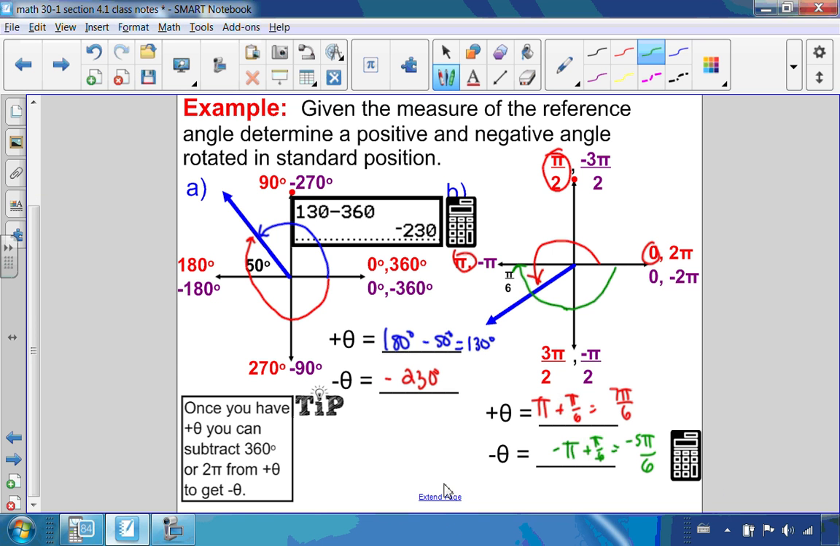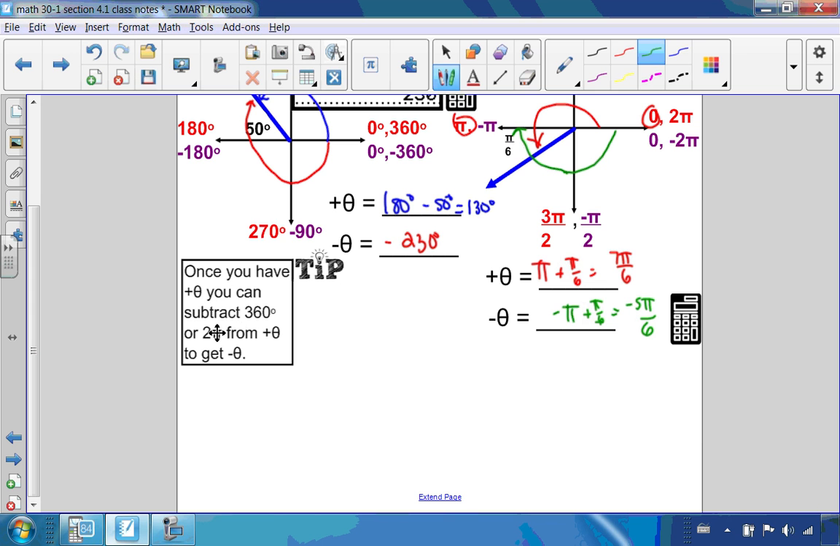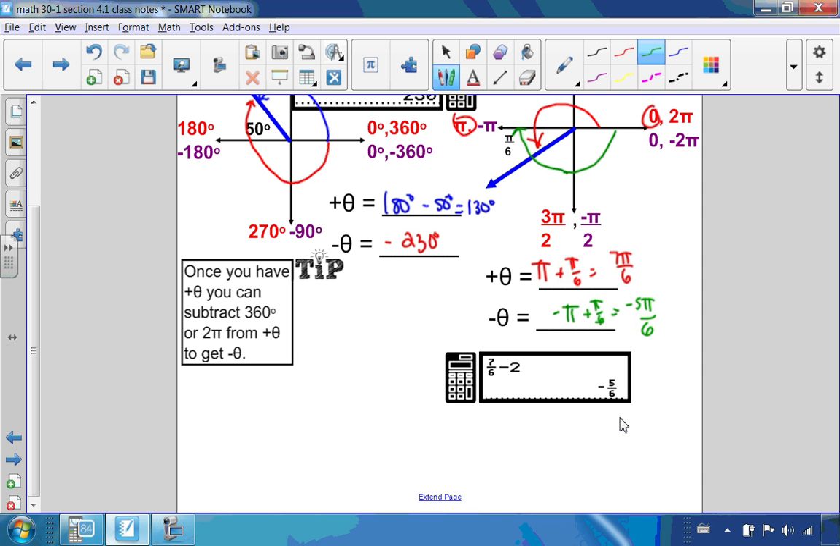Or if you don't like to count by the negatives, you could use my tip here. Take my positive angle and subtract a 2 pi. So you can see, taking pi out, putting pi back, I'm subtracting a 2 pi, and then I can put my pi back, and you see I get the same answer. So really it's just a matter of personal preference, whichever way you want to do. And that is using the principles of coterminal angles.